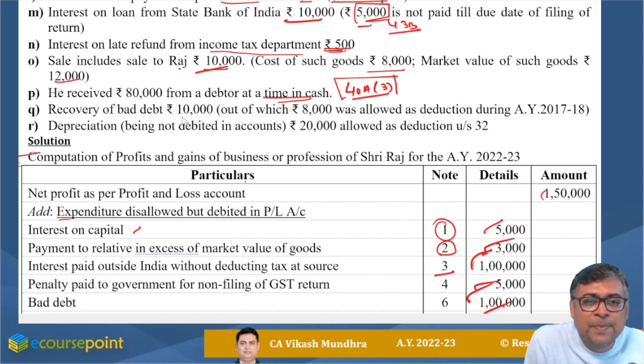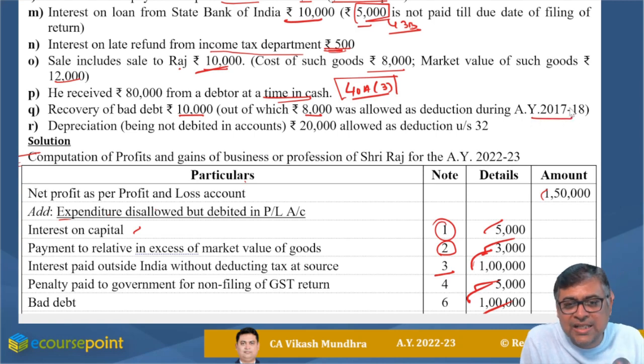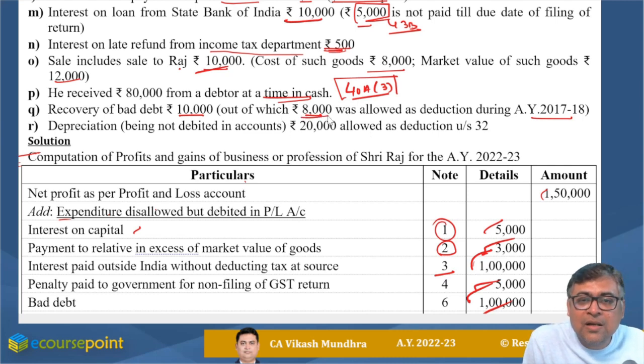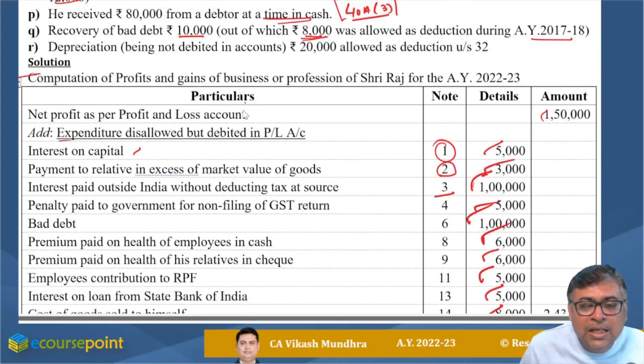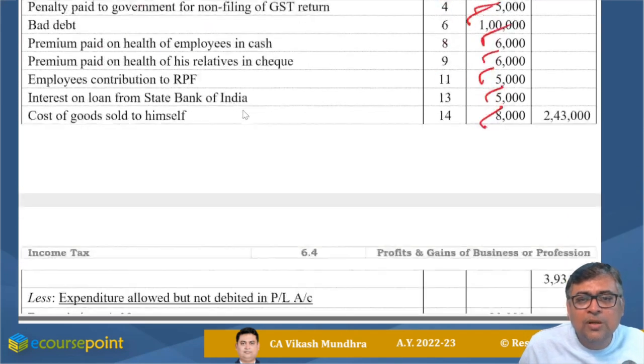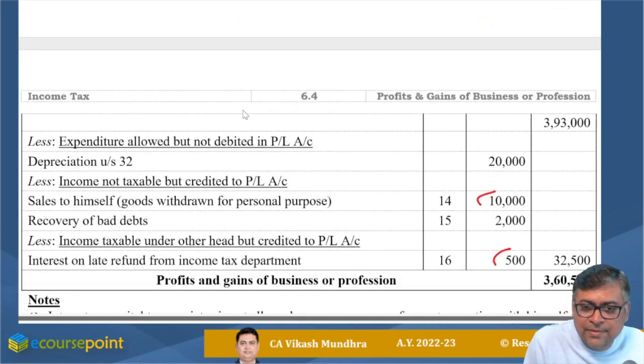Recovery of bad debt rupees 10,000, out of which rupees 8,000 was allowed as a deduction during the AY 17-18. That means 8,000 was only allowed, 2,000 was disallowed at that time. We have nothing to do with 2,000. For 8,000 we are required to add this one. That means 8,000 is already credited and 2,000 we are supposed to adjust. We reduce 2,000.